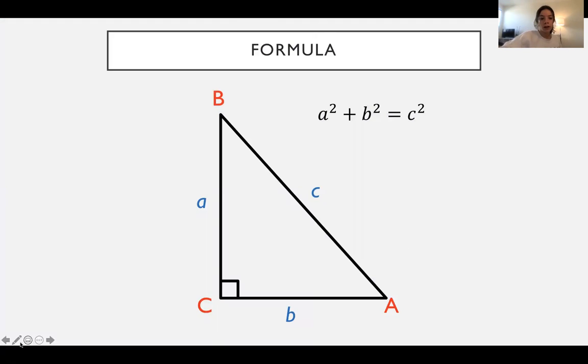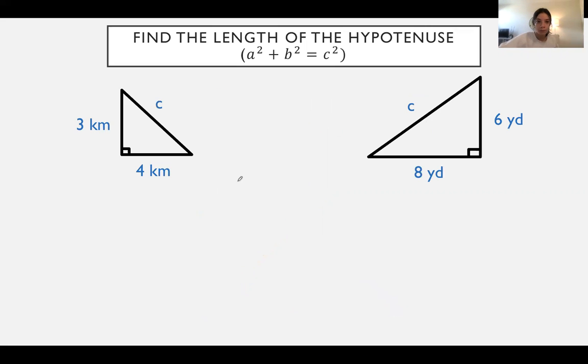So in a right triangle ABC, we always have a right triangle for the Pythagorean Theorem. Side c is opposite angle C, which is the hypotenuse, and the hypotenuse is always the side opposite the right angle. Then side b and side a are opposite angle B and angle A. The formula is a squared plus b squared equals c squared, and that's talking about the sides of the triangle, not the angles. So let's go over a couple of practice problems.